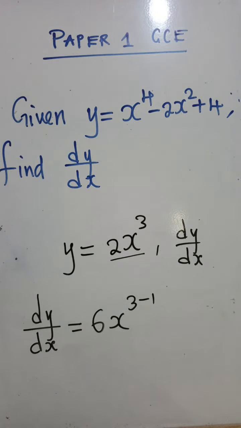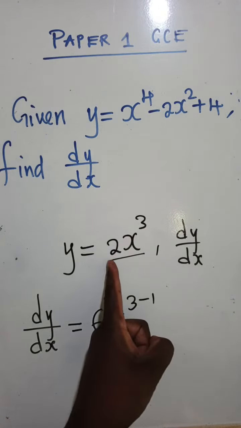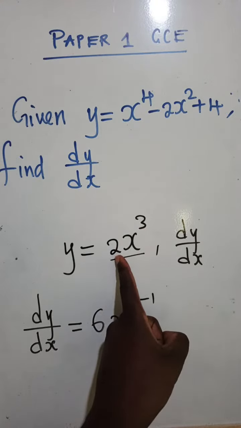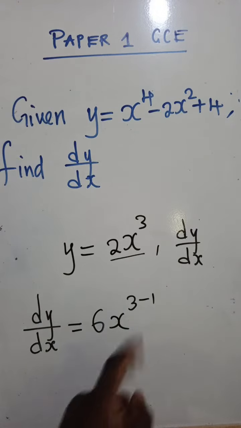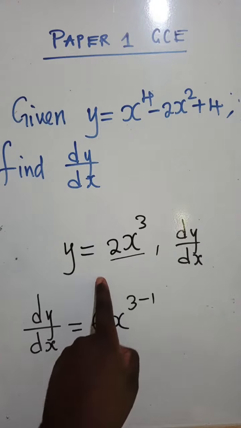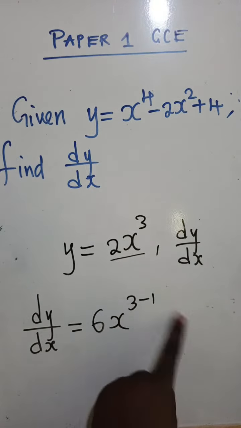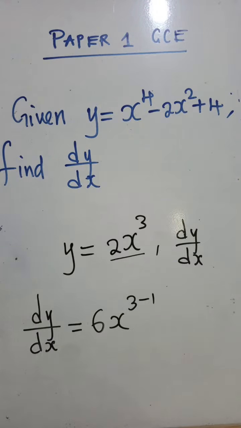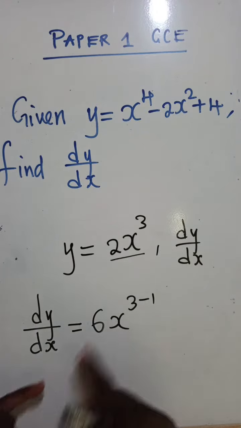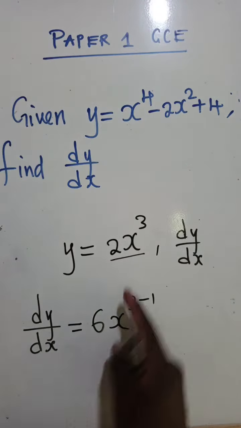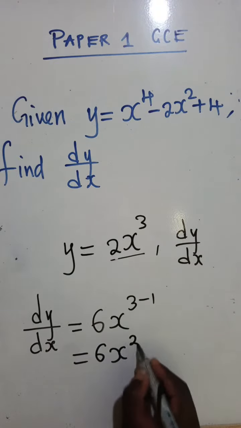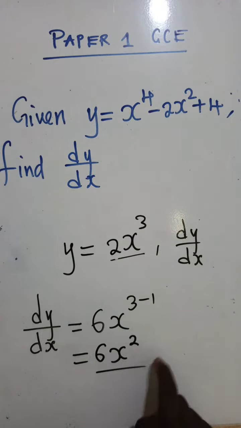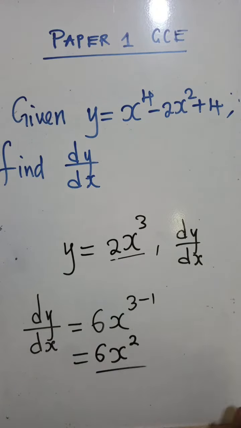This is where people get confused a little bit. With this one, you first multiply the power by the number in front, and then you subtract 1 from the power. The other one, we were first adding and then dividing. But for this one, we are multiplying and subtracting. That's what we do for dy/dx. So which will be 6x power 2. This is our answer. No need of putting plus C here for dy/dx. Just end here.